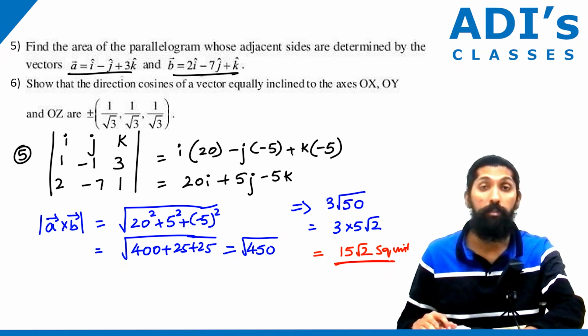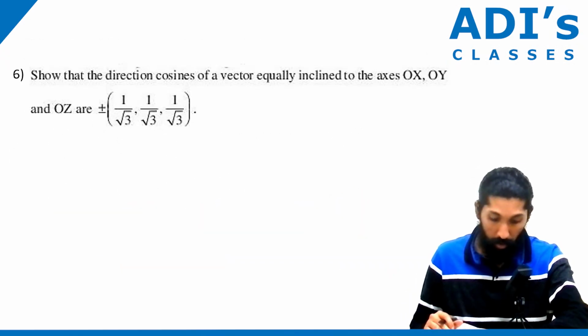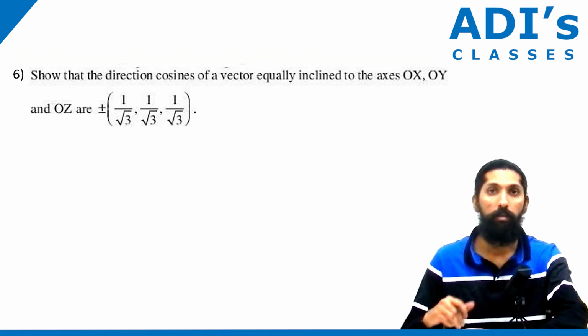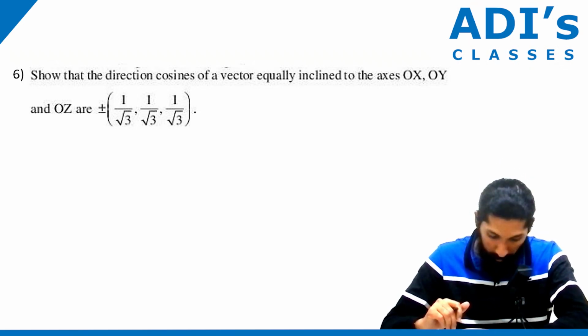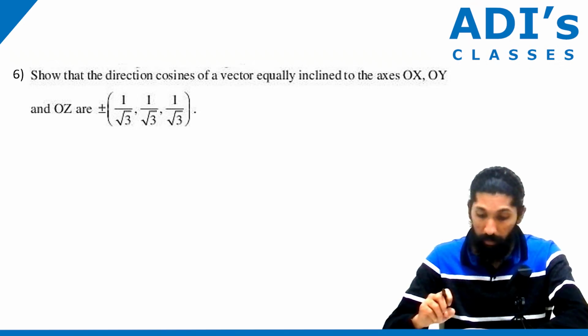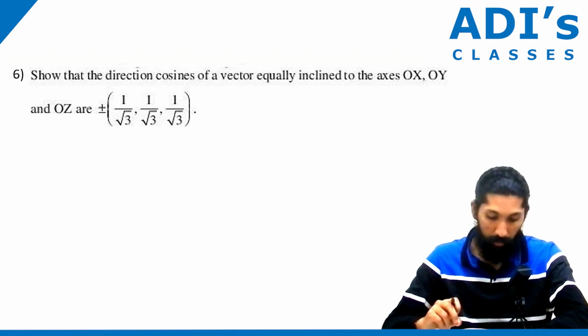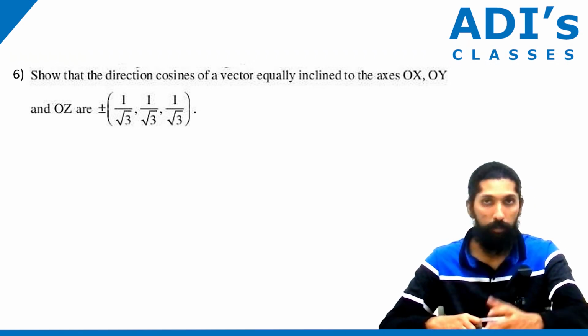Fine. Let's finish the last problem now. See the last one. Show that the direction cosines of a vector equally inclined to the axes OX, OY, OZ are plus or minus 1 by root 3, 1 by root 3, 1 by root 3. Basically, it's the same.